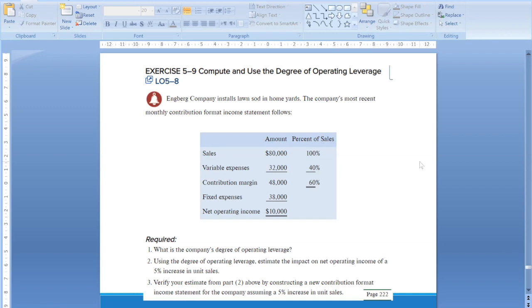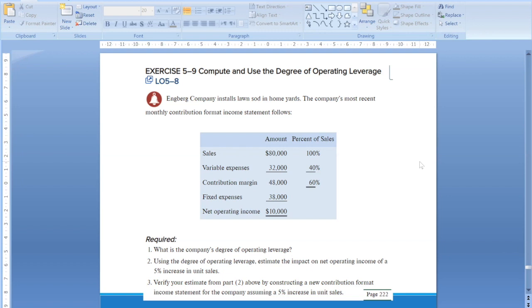5.9. Degree of operating leverage. Ingberg company installs lawn sod in home yards. The company's most recent monthly contribution format income statement is as follows. We have sales, variable expenses, contribution margin, fixed costs, and net operating income. Be careful about the percentages. The percentage of sales always represents 100%. If we have variable expenses at 40%, the remaining will be the contribution margin percentage.